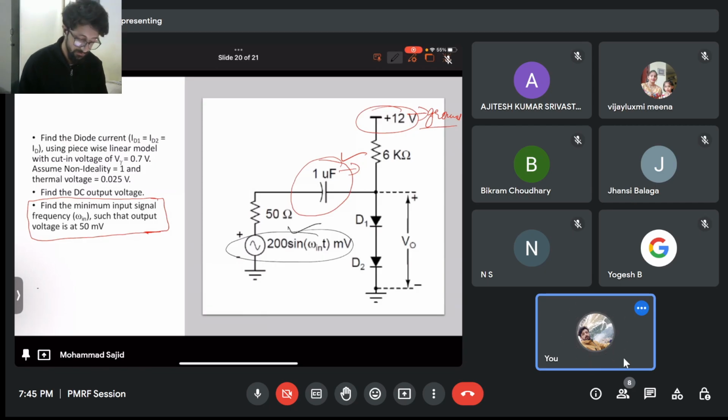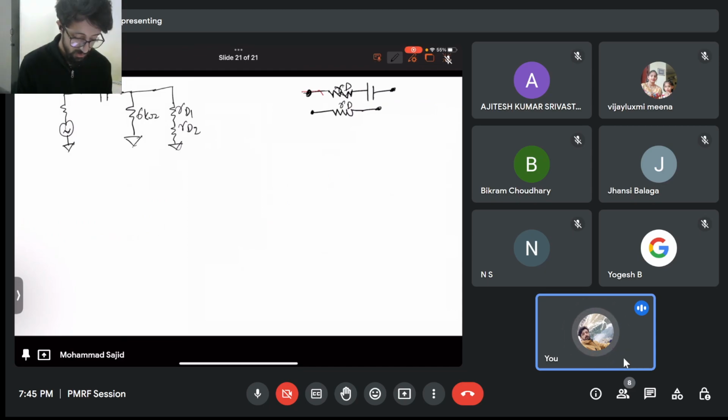The question says that you have to find the minimum input signal frequency such that the output voltage is 50 millivolt. So the output voltage is here. It's a simple analysis now. Just remember that the capacitor has a reactance of 1 by j omega C, and this is 50 ohm. Now you can see that these two resistors are in series and this resistor is in parallel. I will not find the values, I will just let you know how you can do this question.